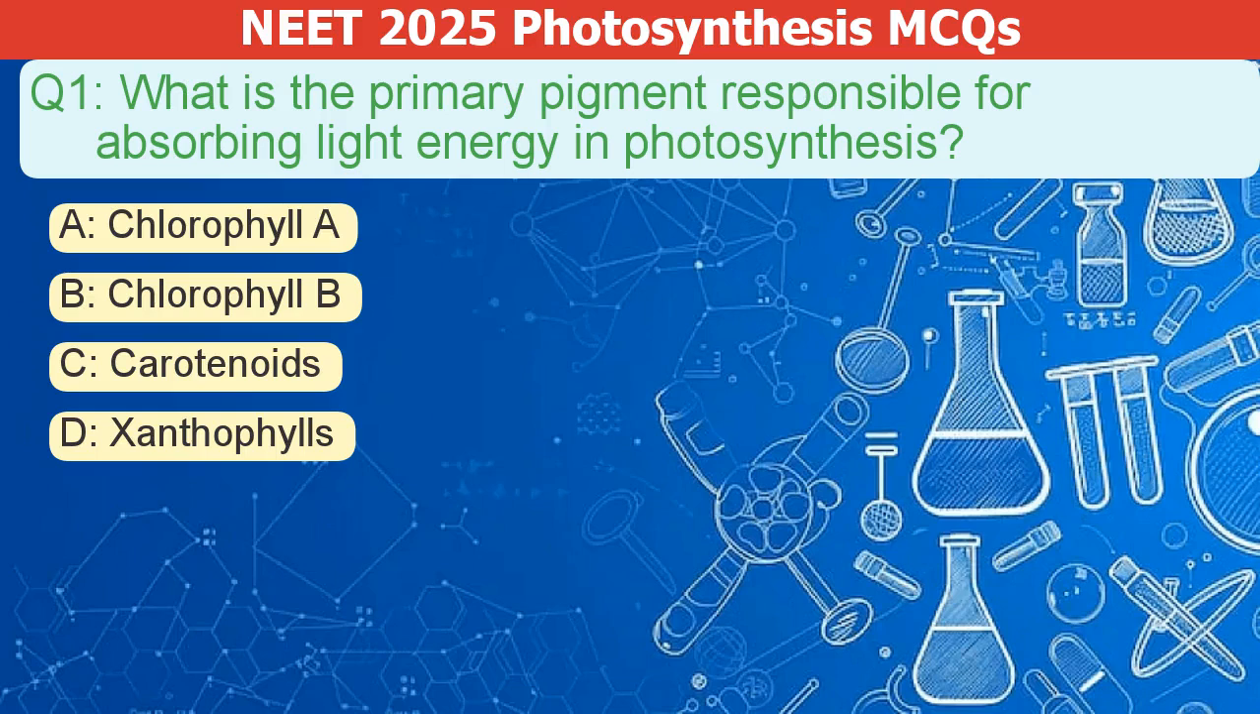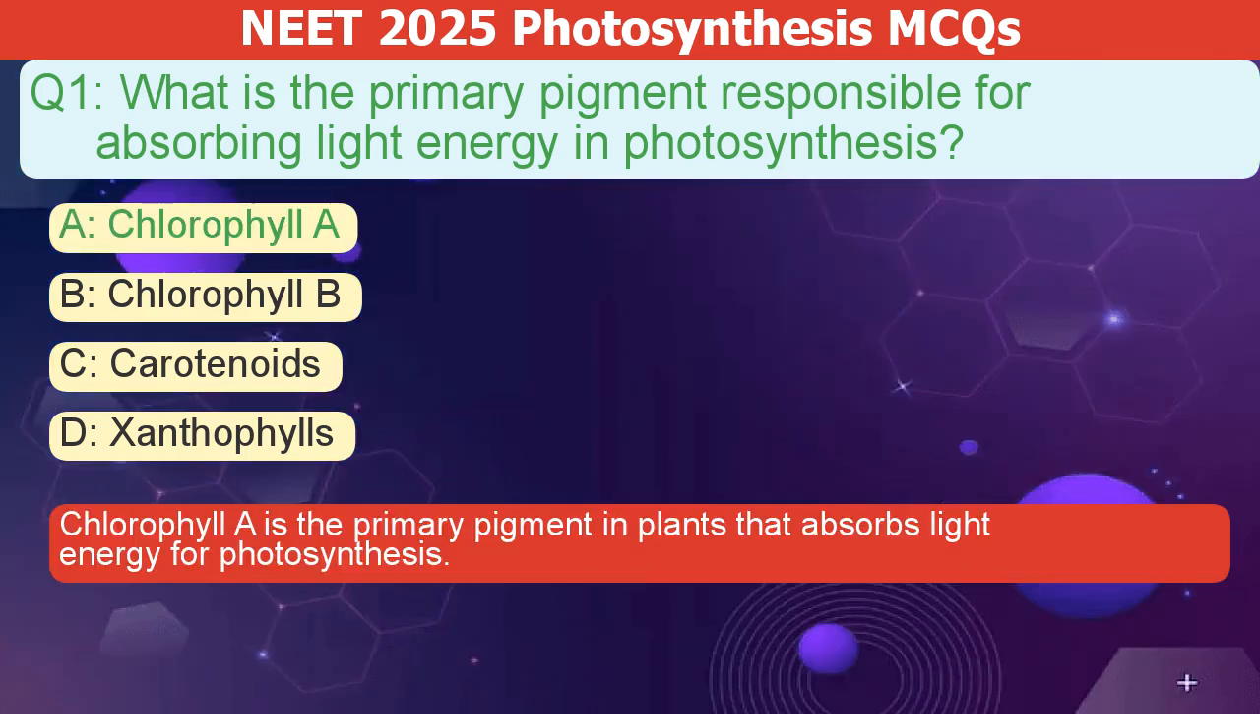What is the primary pigment responsible for absorbing light energy in photosynthesis? A. Chlorophyll A. B. Chlorophyll B. C. Carotenoids. D. Xanthophylls. The correct answer is A. Chlorophyll A is the primary pigment in plants that absorbs light energy for photosynthesis.